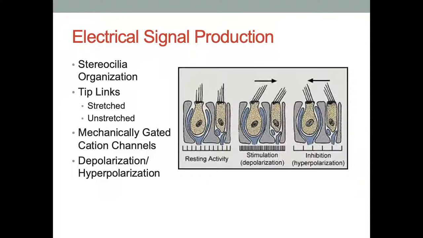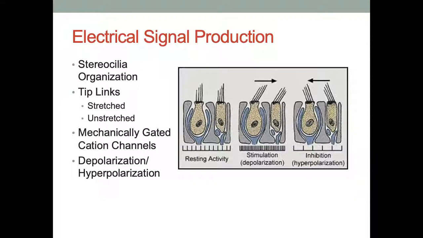If the basilar membrane is moved in the opposite direction, like we see in this third picture, the hair cells are going to tilt away from the tallest one, and that's actually going to cause the tip links to unstretch or slacken, and that's going to cause the mechanically gated ion channels to close. That would decrease the amount of potassium ions entering the cell, and hyperpolarize the cell.